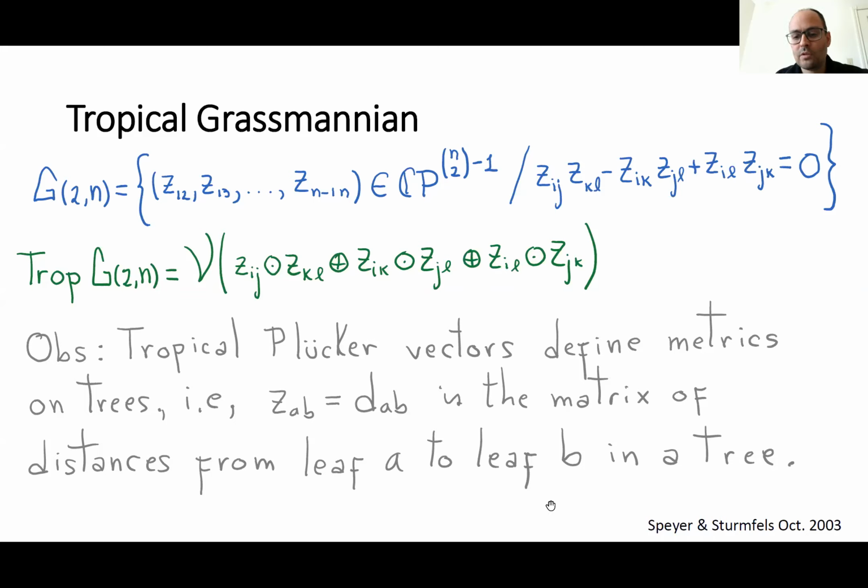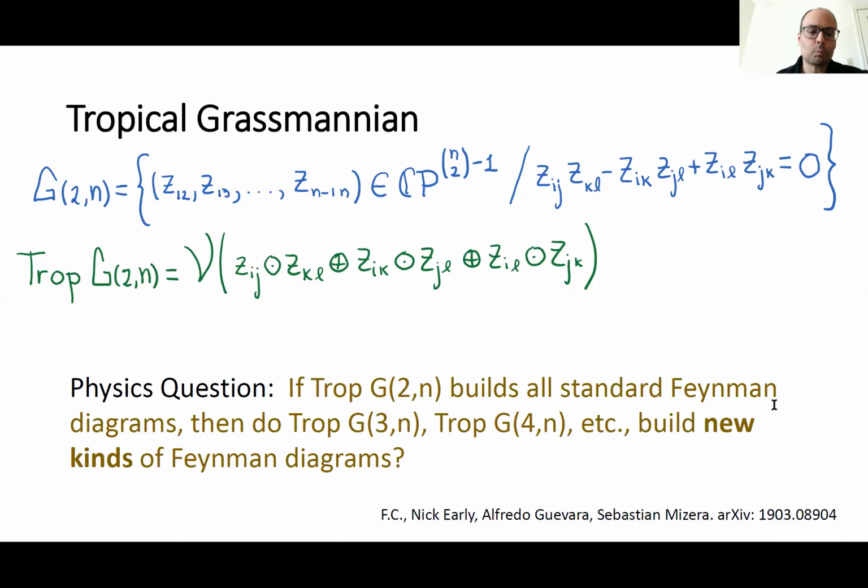Now, the important observation for us is the following, that tropical Plücker vectors define metrics on trees. So in other words, the tropical Plücker vectors are exactly the metrics of distances from leaf A to leaf B in a tree. And precisely the tropical Plücker relations are the conditions for such a thing to define a metric tree, and vice versa. Now, I hope you're all asking the obvious question at this point, which is that if the tropical G(2,N) Grassmannian builds all the standard Feynman diagrams, then do tropical G(3,N) and G(4,N) build new kinds of Feynman diagrams?